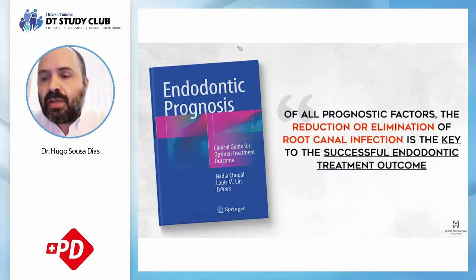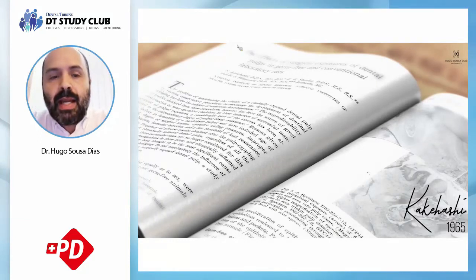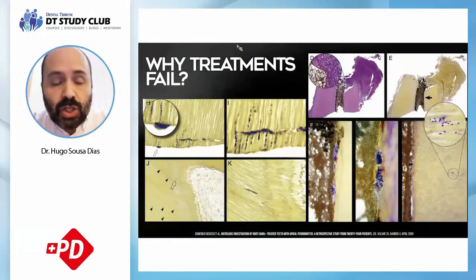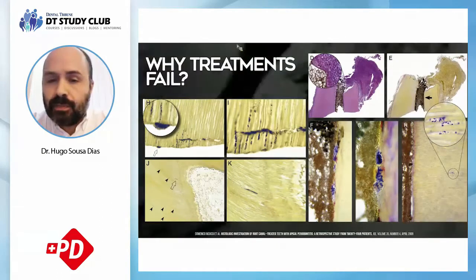But from these prognostic factors, root canal infection, the bacteria, is probably the most important, the key factor related to the success of our treatment, to the treatment outcome. And this relation is not new. Kakehashi, in his classic article, showed us a direct relation between the presence of bacteria inside the root canal and the presence of apical pathology. Other authors, like Professor Domenico Ricucci and Siqueira, showed that treatments failed because of the presence of bacteria inside the root canal system.